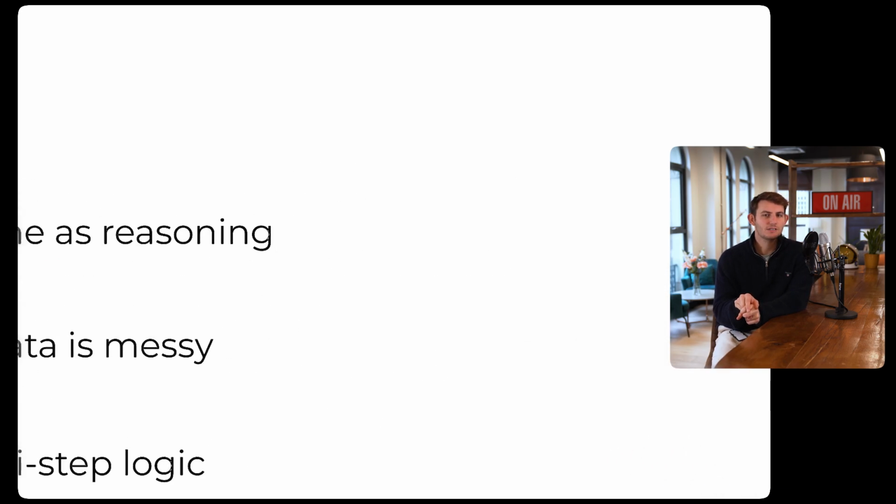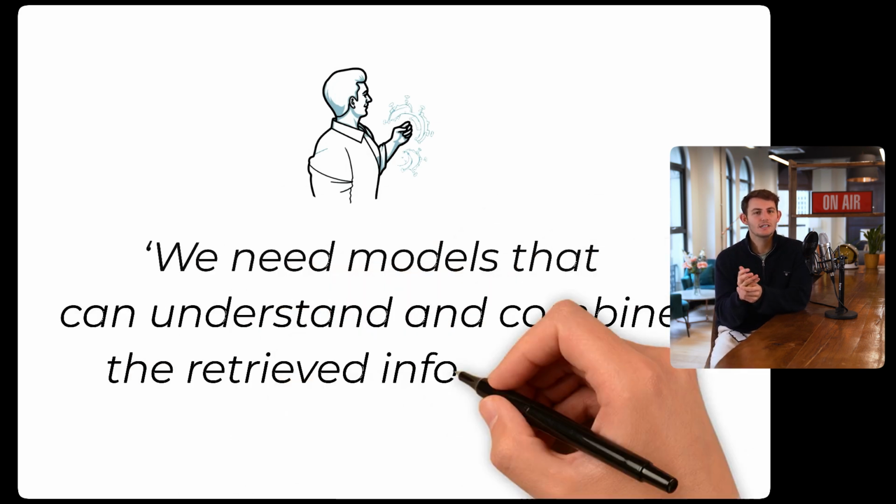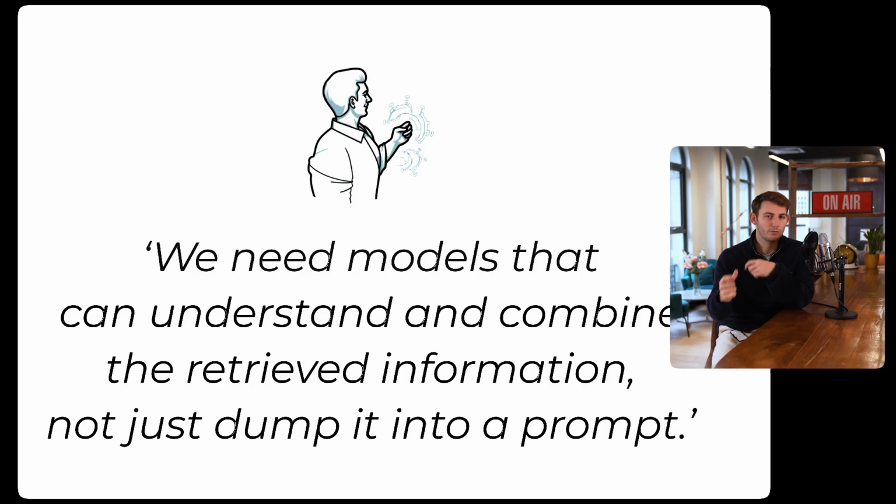That's why researchers like Douwe Kiela, CEO of Contextual AI, are pushing what he calls RAG 2.0. In his words, we need models that can understand and combine the retrieved information, not just dump it into a prompt. That's where orchestration frameworks like LangChain and Semantic Kernel come in. Chaining steps, evaluating results, and dynamically re-retrieving.